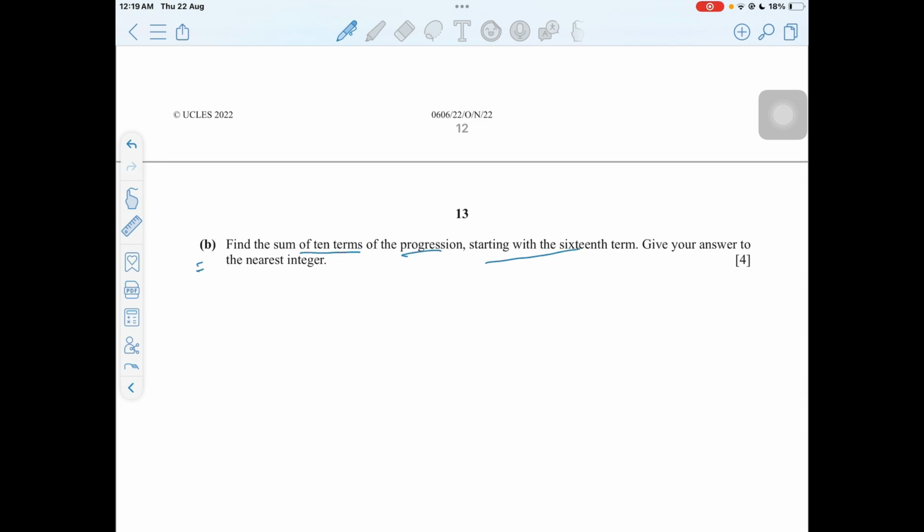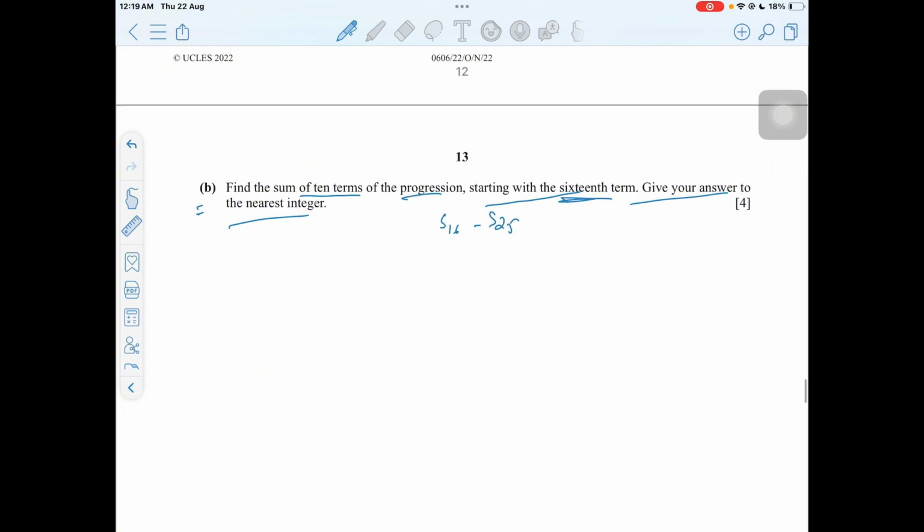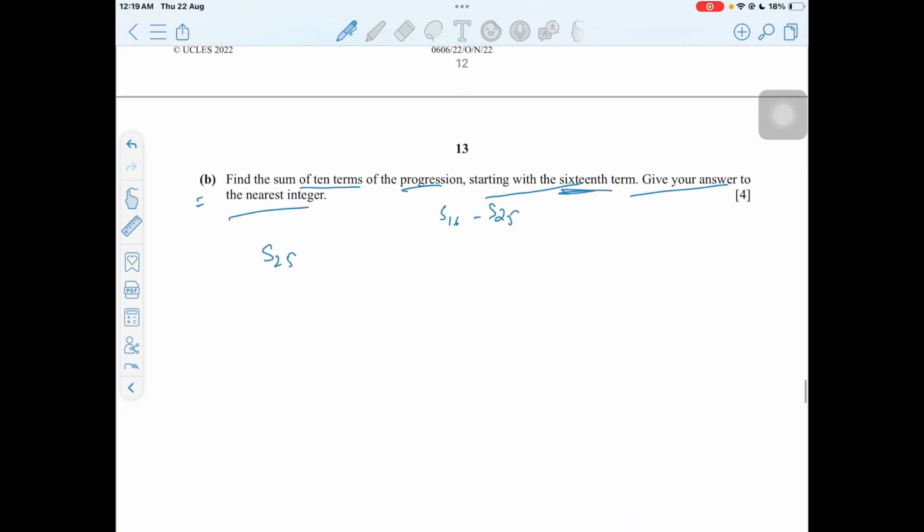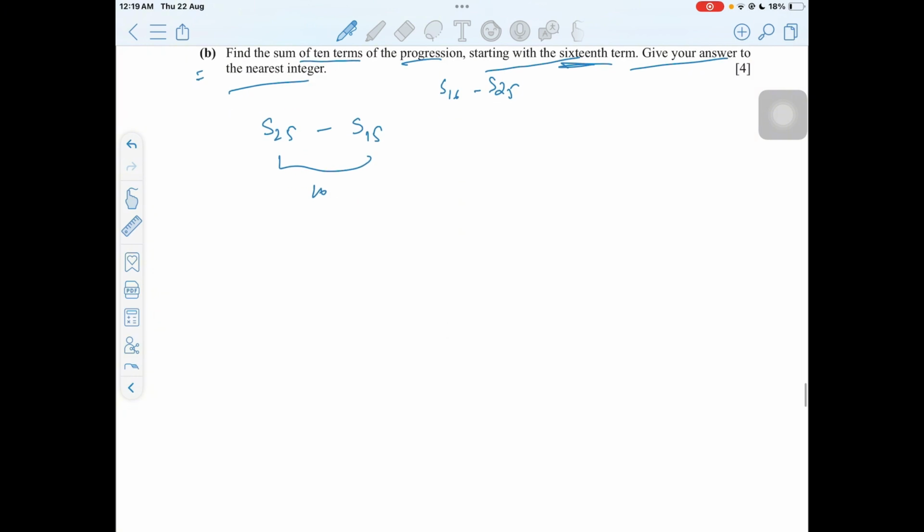Moving on to part B, we have to find the sum of 10 terms of the progression starting with the 16th term, giving your answer to the nearest integer, which means it needs numbers from 16 till 25, right? What we can do is calculate the sum of 25 numbers and then subtract the sum of 15 from it. So we get the 10 numbers in between, right? So let's just apply the formula.